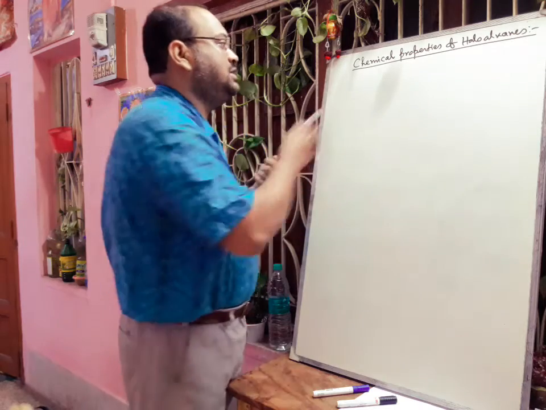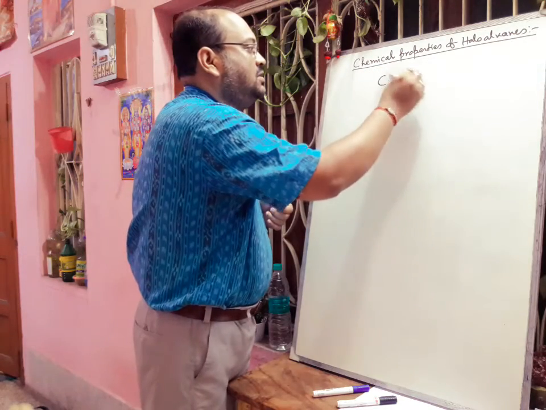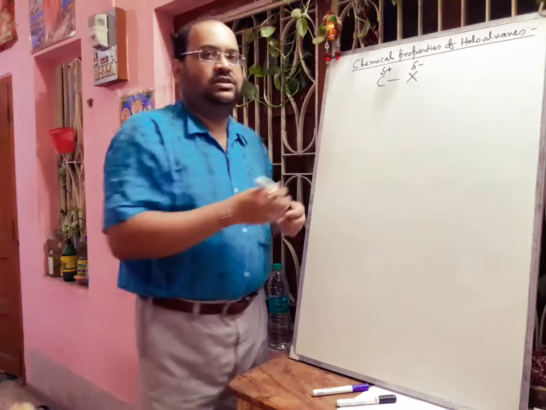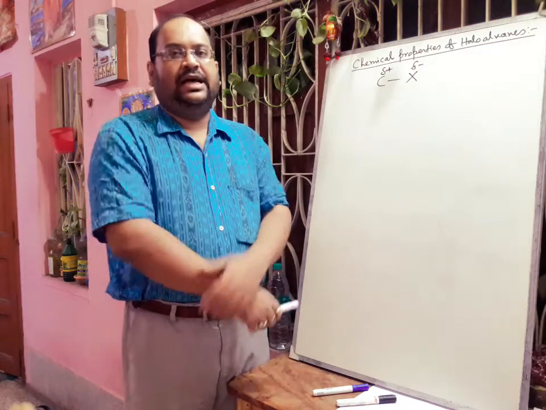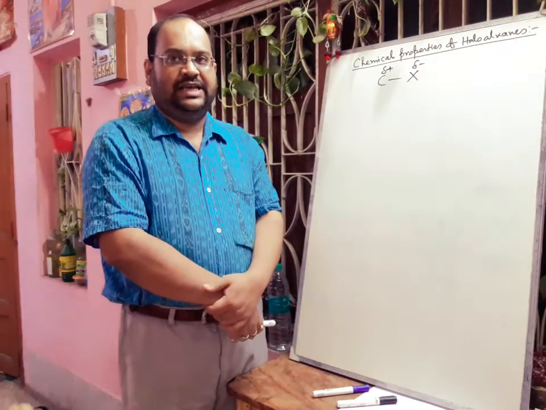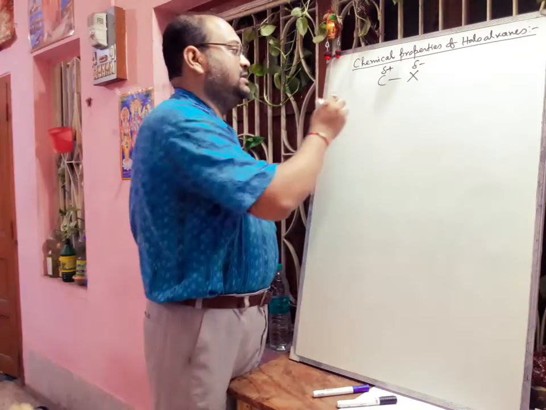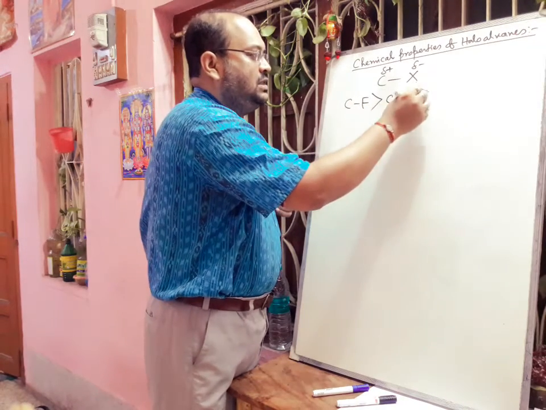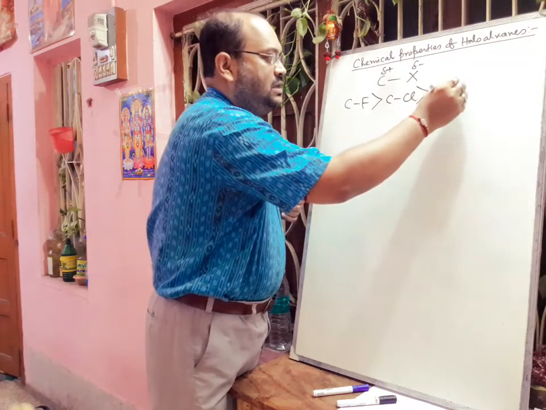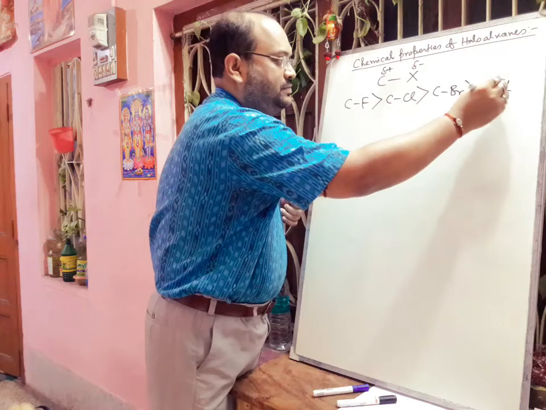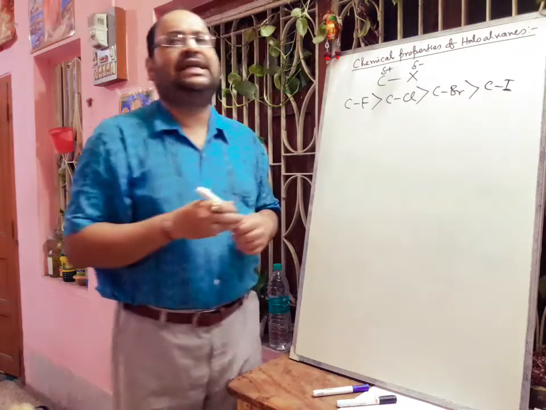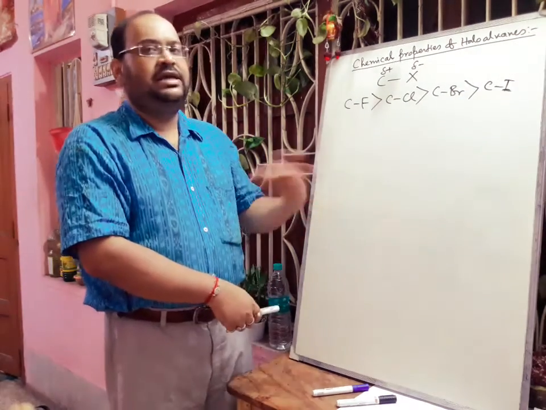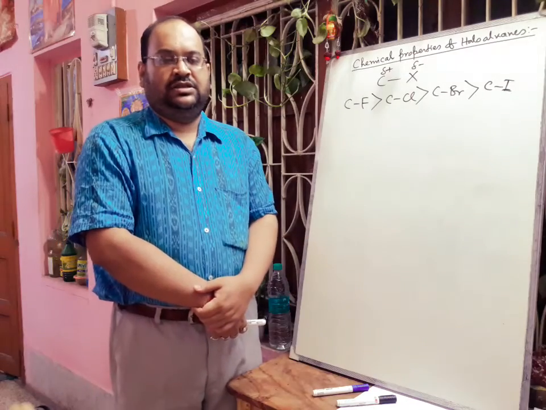If you think about this carbon-halogen bond, it will be delta negative and delta positive. So this bond is polar. And the order of the polarity of the C-X bond will be C-F, then C-Cl, then C-Br, then C-I. Now what will be the reactivity of this C-X bond? Reactivity will be just the opposite.